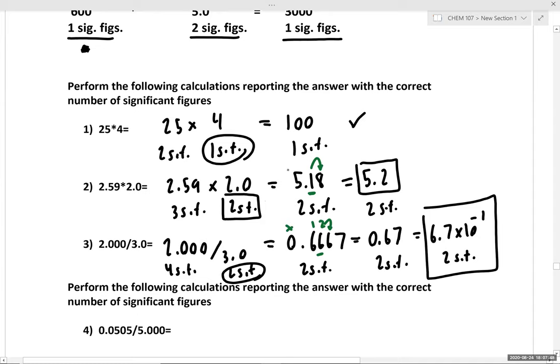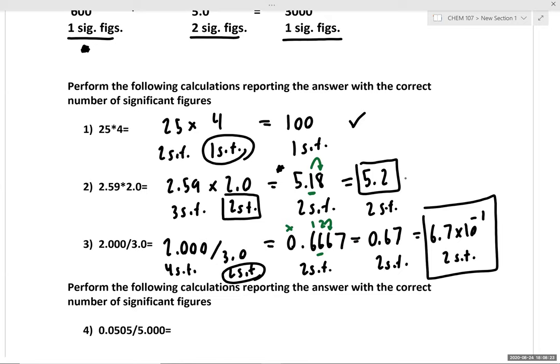We get out 5.18. However, we're not done here. We need to round 5.18 to 2 significant figures. We look for our second digit, and we look one space to the right. We see 8 is greater than 5, so we round up to 5.2. Does that part make sense? Did that clarify?